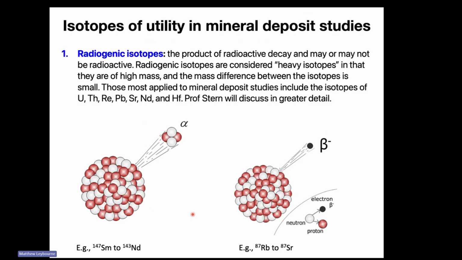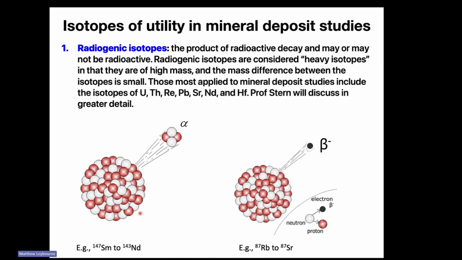So, what isotopes serve utility in mineral deposit studies? Bob's going to talk about the radiogenic isotopes. The image just shows what happens when we have alpha decay. An element loses a helium ion, or helium atom, sorry: 2 neutrons, 2 protons. And so the mass number changes by 4. So samarium-147 would decay to neodymium-143.